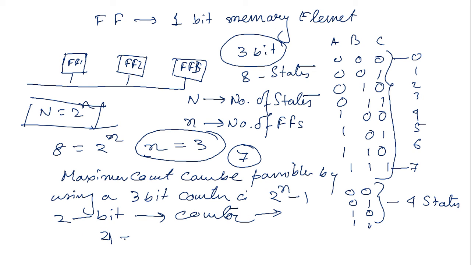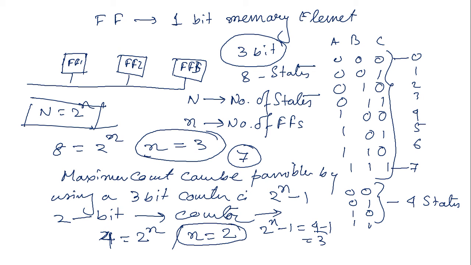So 4 equals 2 to the power n. So what is the value of this small n? It is 2. So the maximum count possible by using this 2-bit counter is 2 to the power n minus 1, that is 4 minus 1, which is 3. So by using this 2-bit counter, we can count maximum 0 to 3.